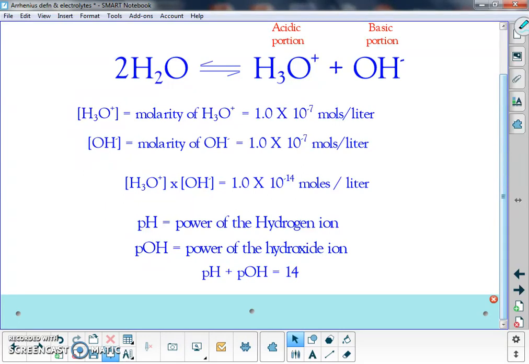A basic solution would be a pH where the hydrogen ion concentration is less than the hydroxide ion concentration. Something like 1 times 10 to the negative 8. A pH of 8 would be a hydrogen ion concentration of 1 times 10 to the negative 8, but the pOH would be 1 times 10 to the negative 6, which would be larger. So that's why a base has more hydroxide ions than hydronium ions, and an acid has more hydrogen ions or hydronium ions than hydroxide ions.